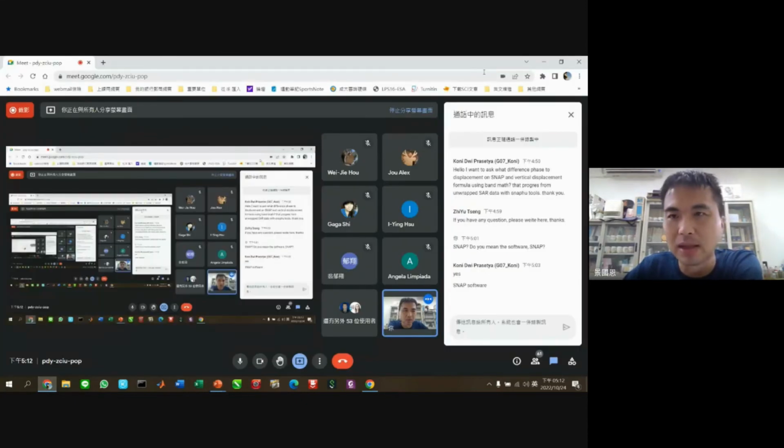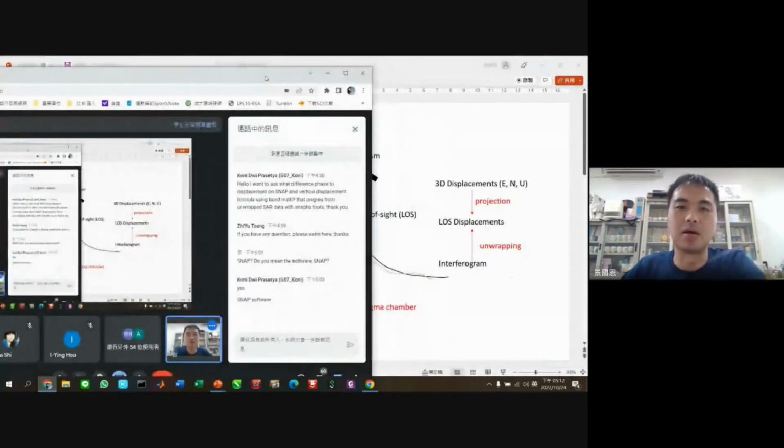Let me check once again. Okay, so you could use a lot of different software to unwrap the interferogram and recalculate the phase into displacement. Because different SAR satellites may show you different bands, and they provide different wavelengths. So based on different wavelengths, then you could calculate the line of sight.